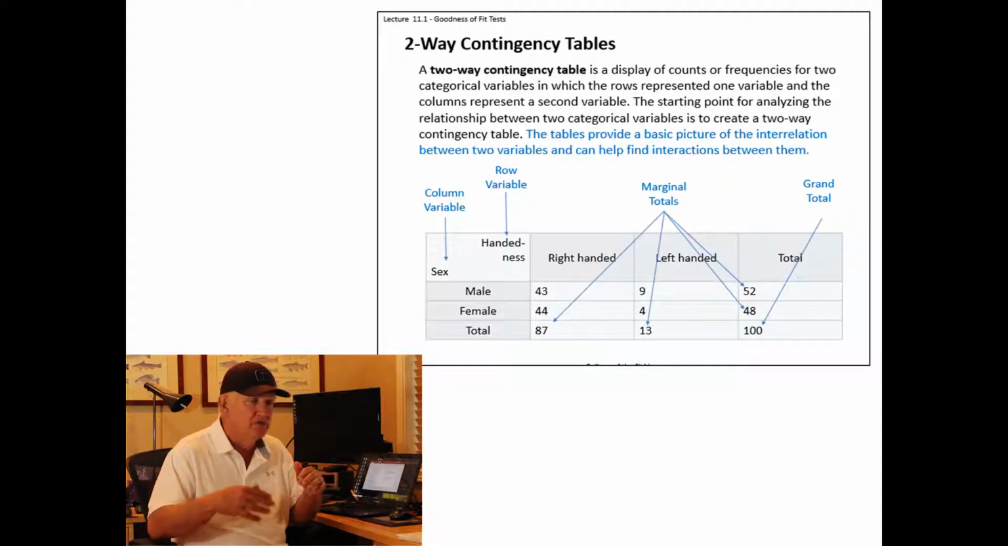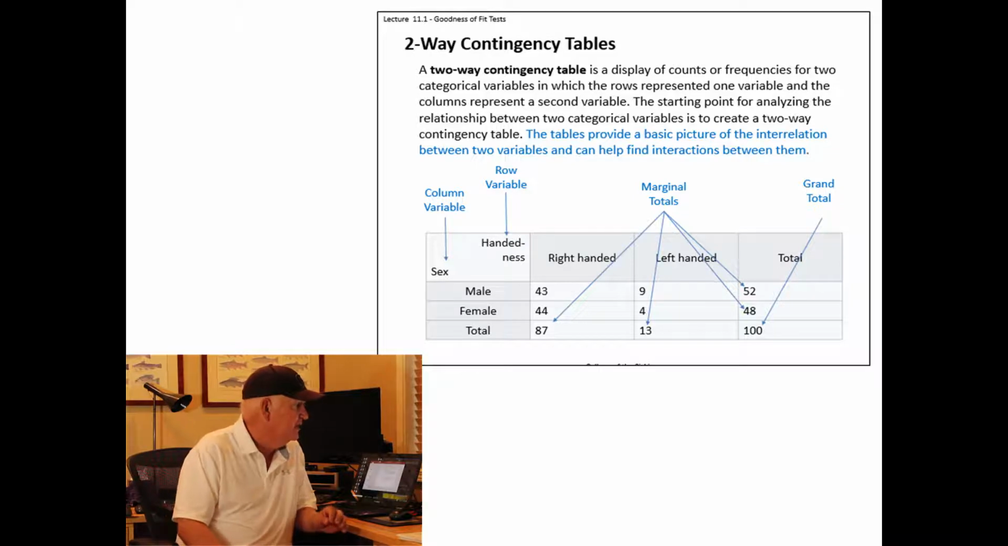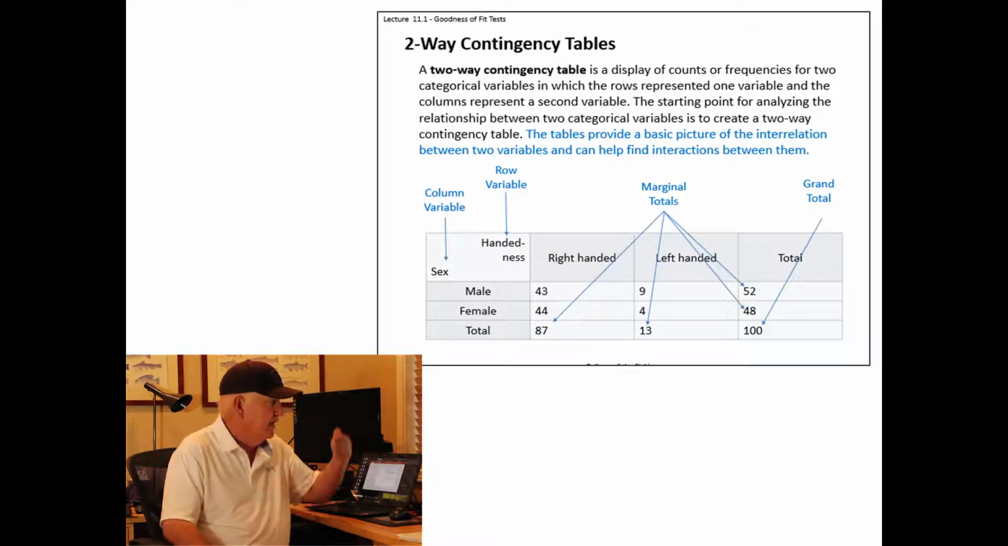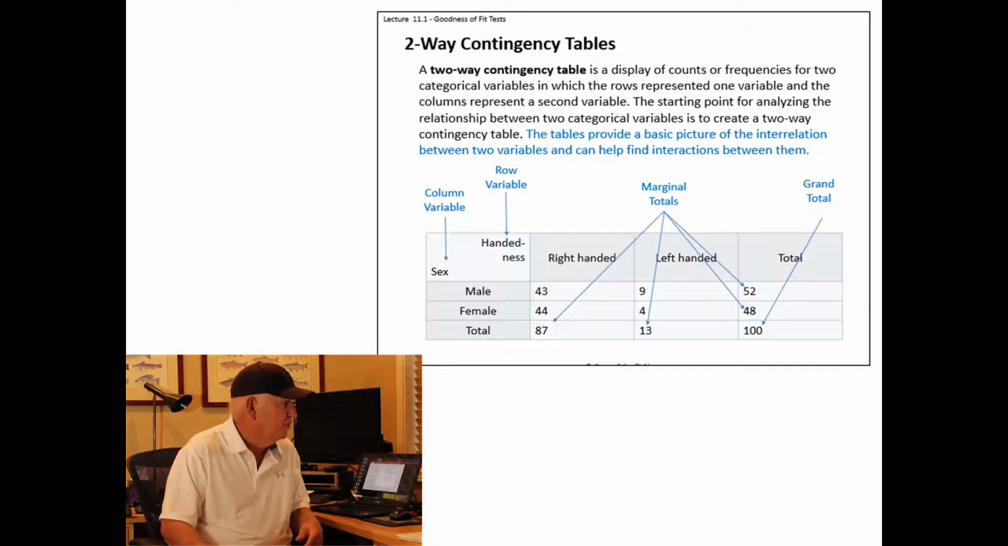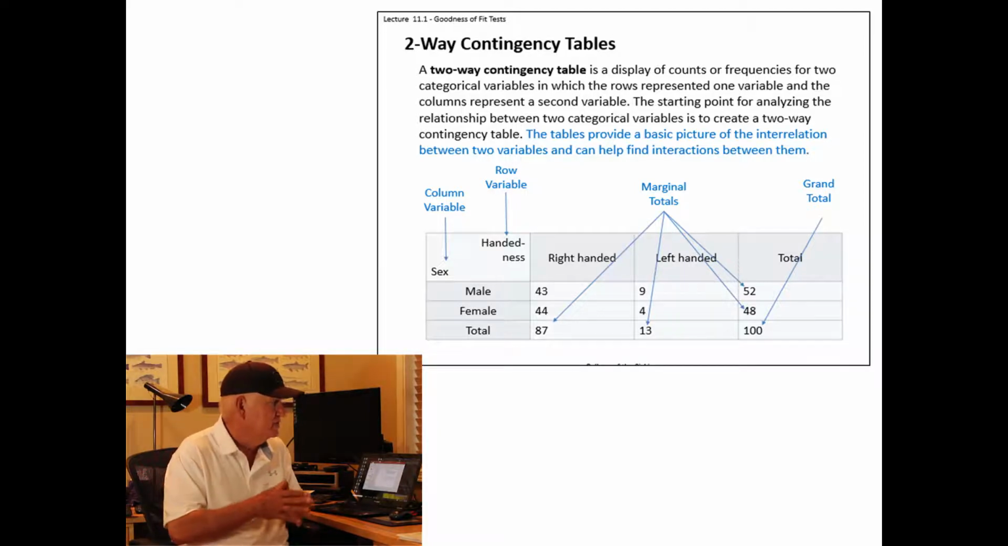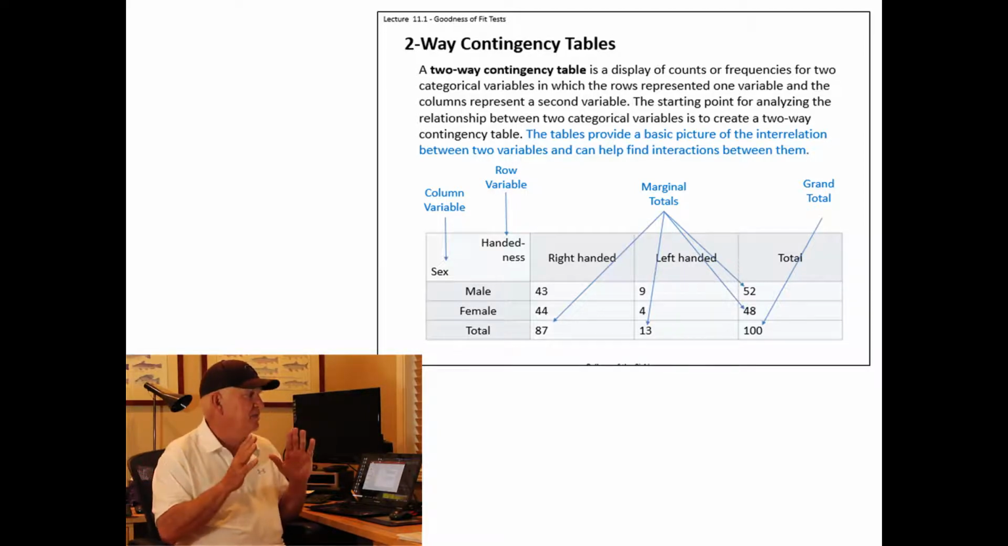Two-way contingency tables add a second variable, so that there's actually sort of a column variable, if you will, and a row variable. And here's an example right here. This is an example in which the row variable is handedness, right hand or left hand, and the column variable is sex or gender, male or female. So you've got male and female down the side, right and left-handed along the row, so-called row variables and column variables.